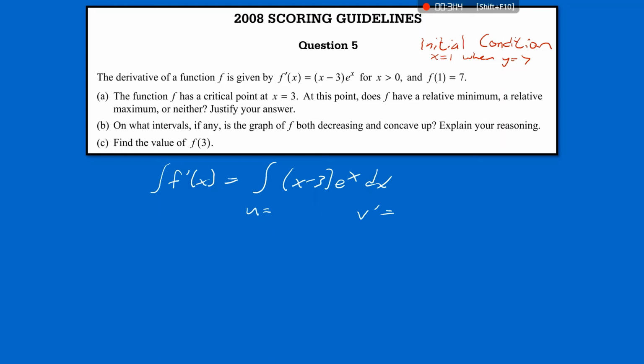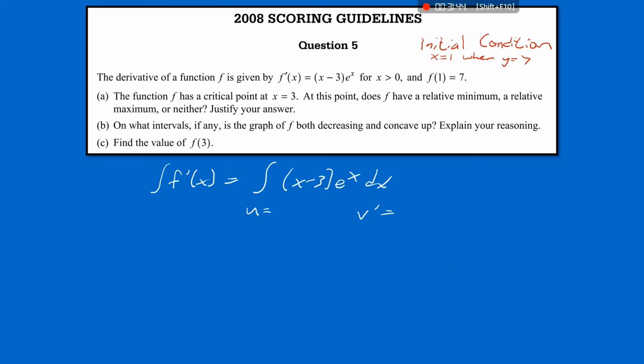e to the x is u. Okay, if I make e to the x u, then v prime would be x minus 3, and my integral would give me x squared over 2 minus 3x, which means it's getting more and more complicated. And u prime would still be e to the x dx, right? So I would actually be stuck in an infinite loop.